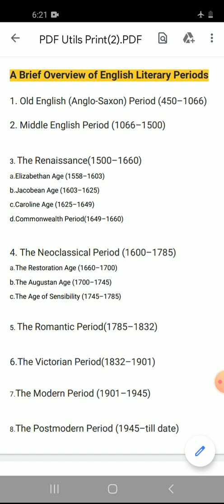So these are the different ages of English literature, and we will discuss in detail in the next video.